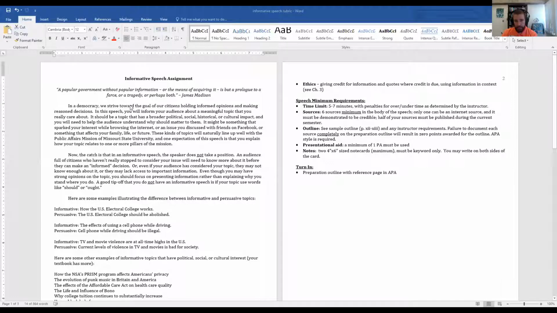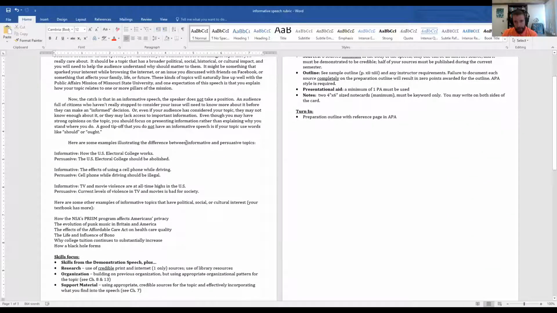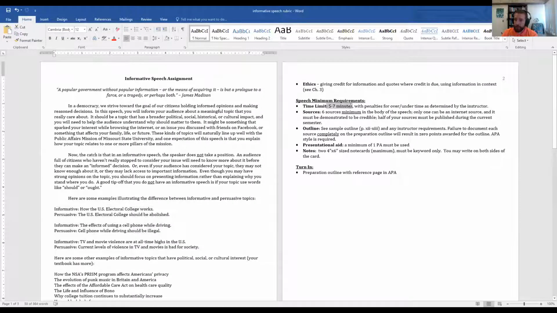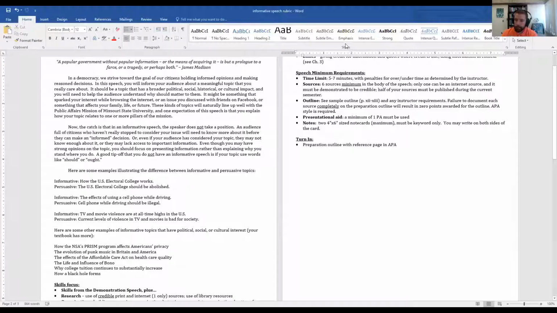Let's take a look together at the assignment sheet. So here's the assignment sheet, which talks about the broader political, social, historical, cultural impact. It also talks about the difference between informative and persuasive topics, which was my Sonic the Hedgehog example. This speech will be 5 to 7 minutes long. It's a short jump up from the process speech, and it has a minimum of 6 sources, all right? So we're looking at 6 sources for this speech.